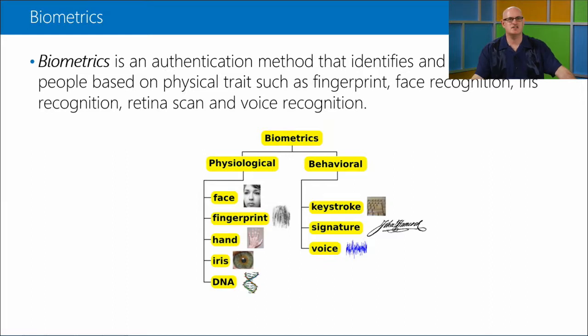Biometrics. So this is part of your physicality. There's physiological biometrics and then behavioral biometrics. So physiological biometrics: part of your face, your retina, your fingerprint, your hand, your iris, DNA, saliva, tongue print, however fancy they want to get.